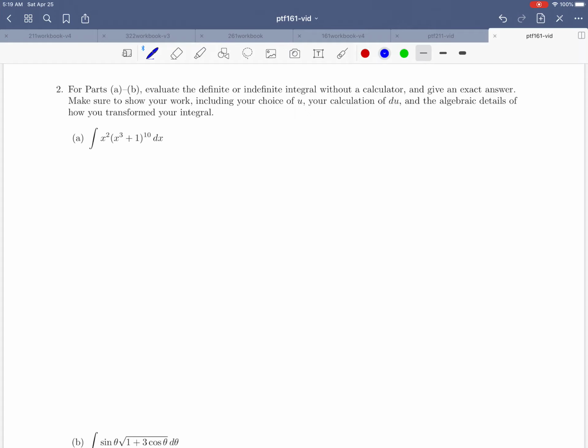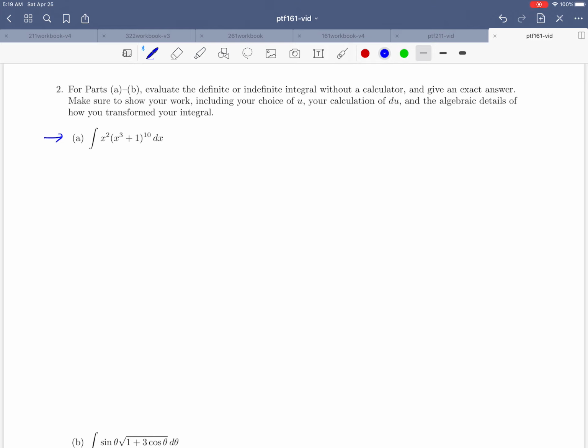Okay, and remember the general point of a U substitution is to take a relatively complicated integral like this one, x squared times x cubed plus 1 to the 10th, and to transform it to an easier integral that we can do just by using our basic formulas for antiderivatives of functions.